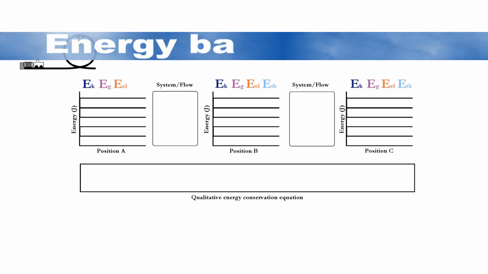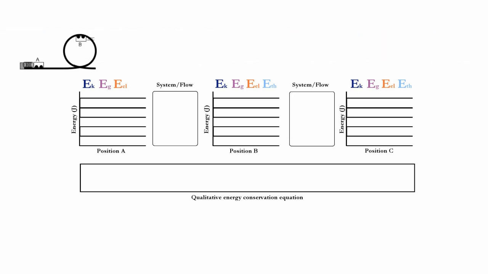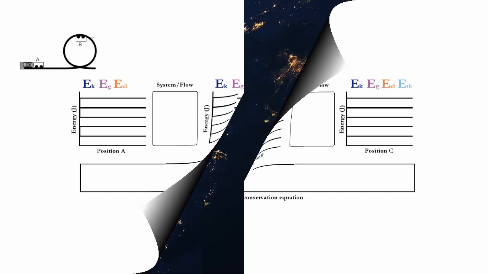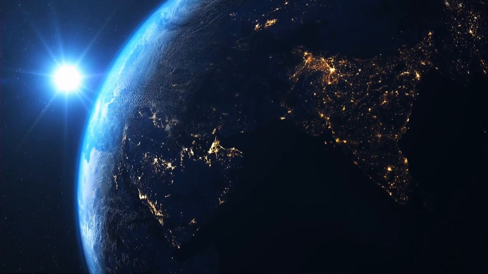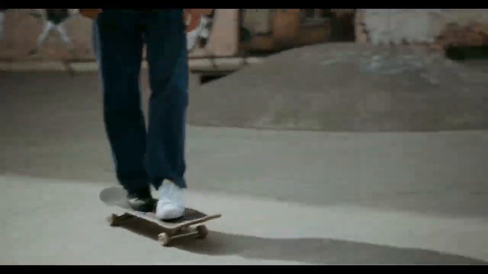Let's walk through creating an energy bar chart. The first step will always be identifying the components of the system. Remember that we always include the earth. Another rule to always check is to identify if friction is present.